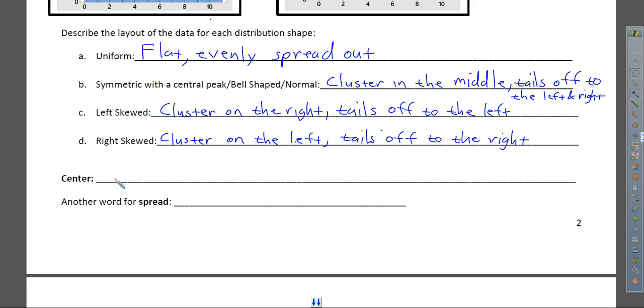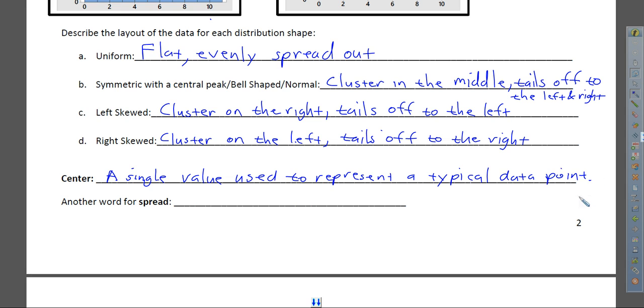We're going to look at center. So what is center? The center is a single value, so keep in mind it's just one value. It's a single value used to represent a typical data point. A typical or average data point. So what do I mean by that?